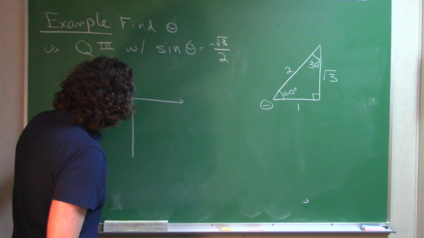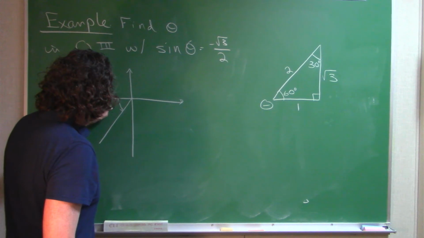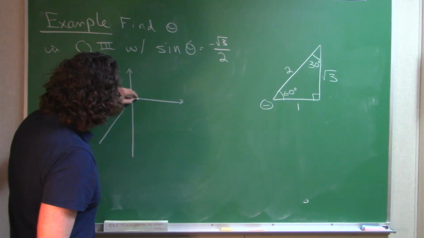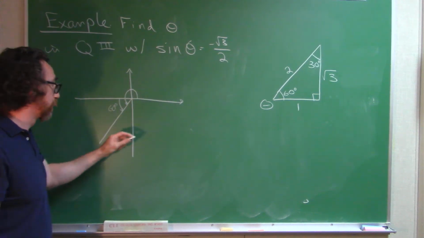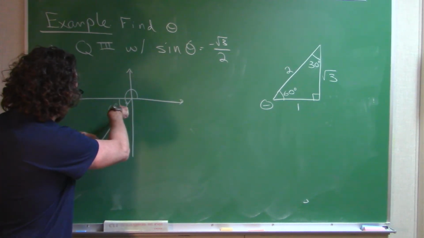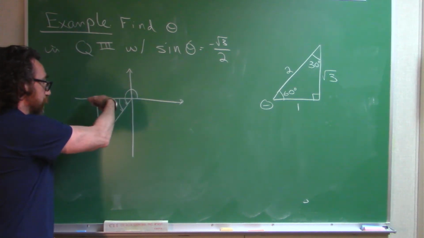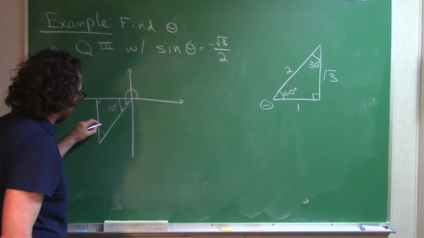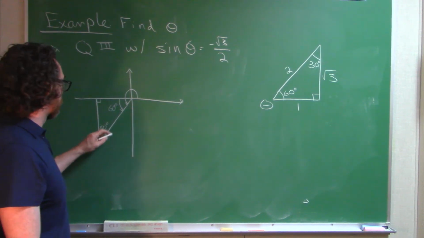So I'm going to set up an angle in Q3 with a 60-degree reference angle. Now keep in mind, that is my actual angle going from here. My reference angle is going from the nearest part of the x-axis. If I'm in Q3, the nearest part of the x-axis is this one right here. Okay, so my setup would look like this.